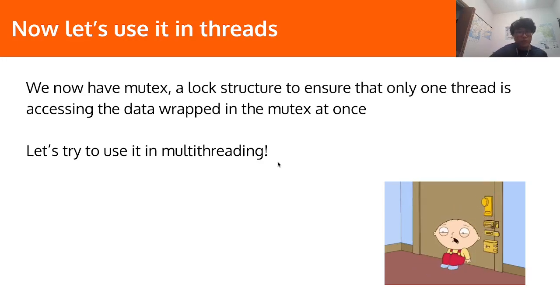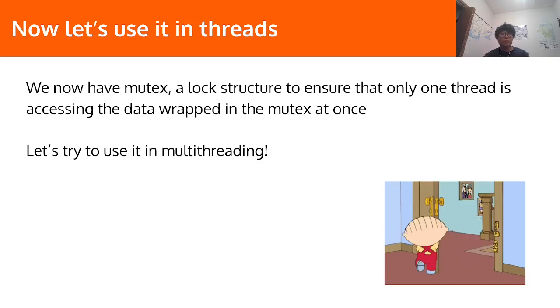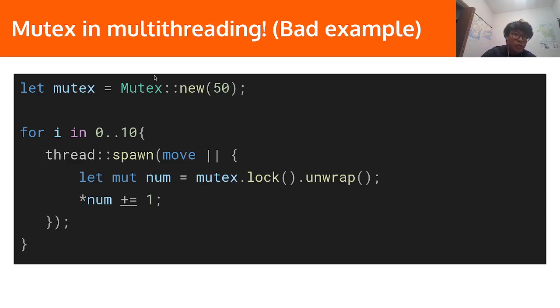So we've talked about mutexes, which is the lock that is used in Rust, and we also have talked about the function .lock, to call when we want to get exclusive access to the data inside it. So let's try to use it in multi-threading, which is the whole point of us having this mutex structure in the first place. Firstly, before I begin, I would like to say that this is a bad example. This example will not compile, but it's important that we talk about it and why it doesn't compile.